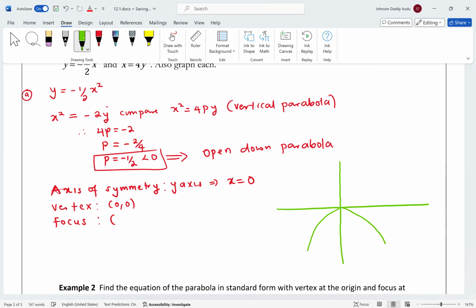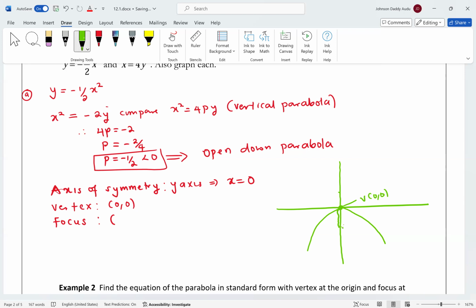All right, I'll talk about this now. So this is our vertex here, which is our V, which is (0, 0). And once we know p, so what is p? p is minus half. So you need to go a distance of p. If you go a distance of p down here, we will have a point here.